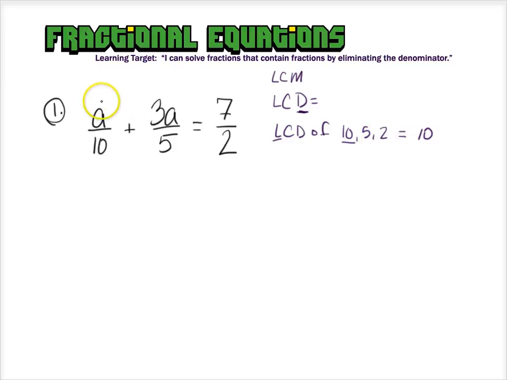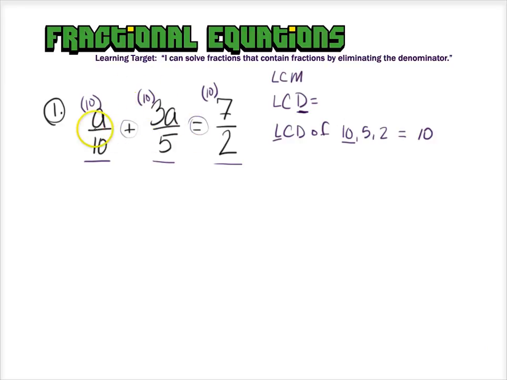So I take that 10, and I multiply every single term by 10. Even if one of the terms isn't even a fraction, it has to be every term. And remember, terms are separated by the plus sign and the equal sign.